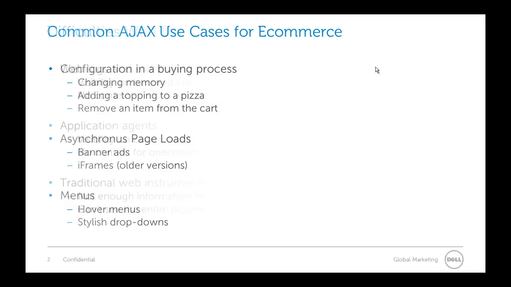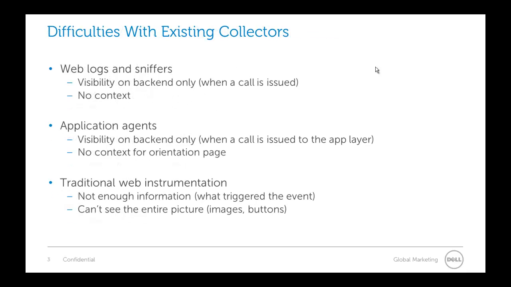Now the reason I'm bringing these up is because there's a lot of difficulty with collecting information about what's going on with these asynchronous processes, and also there's a lot of difficulty with trying to diagnose problems when they do happen. So if you look at weblogs and Sniffer, the visibility is on the back end. And what I mean by that is you see it after something comes into the web server. You don't really have information about what's going on the client side.